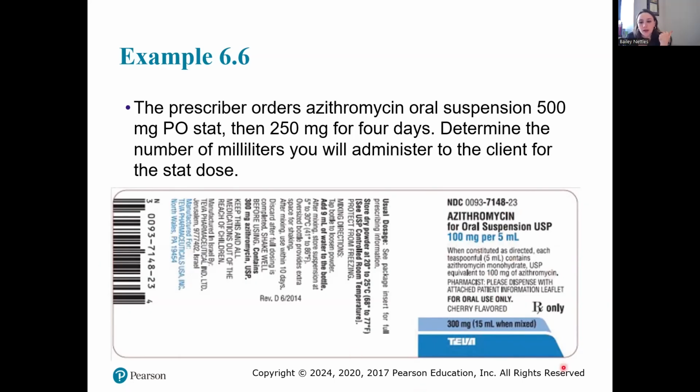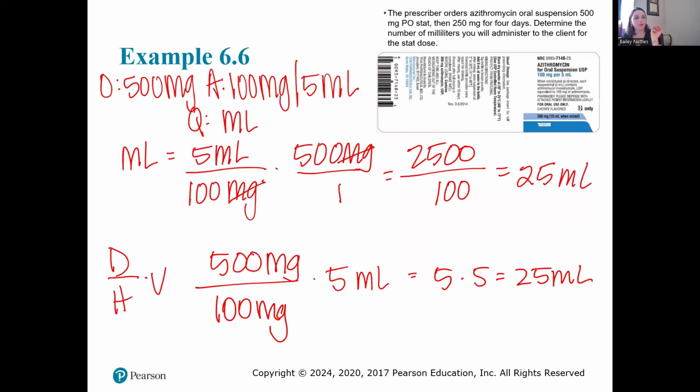All right, so let's highlight some important numbers. 500 milligrams stat, 250 for 4 days. My answer is looking for milliliters, but it's only looking for the stat dose. So let's rewrite our question. My order is for 500 milligrams. I don't care about this 250 for 4 days. Don't need it. Okay. I have available 10 per 5, not this 9.